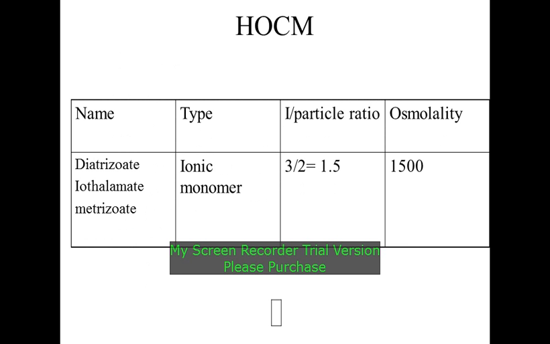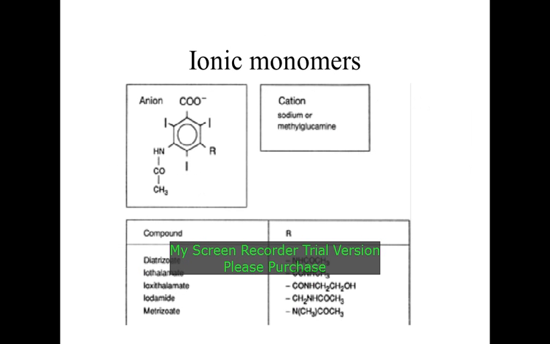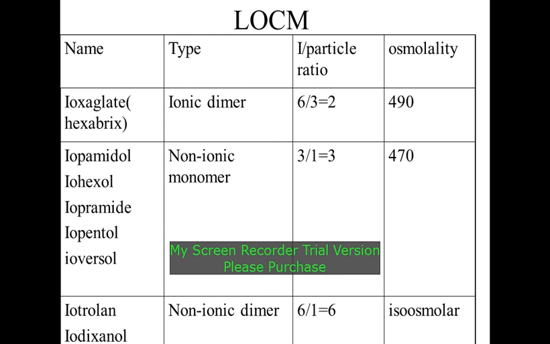High osmolar contrast media: diatrizoate, iothalamate, metrizoate are the ionic monomers, and iodine to particle ratio is 1.5 and osmolality of 1500. Ionic monomers: there are ions, anions, and cations. So the anion compounds are diatrizoate, iothalamate, ioxithalamate, iodamide, and metrizoate.